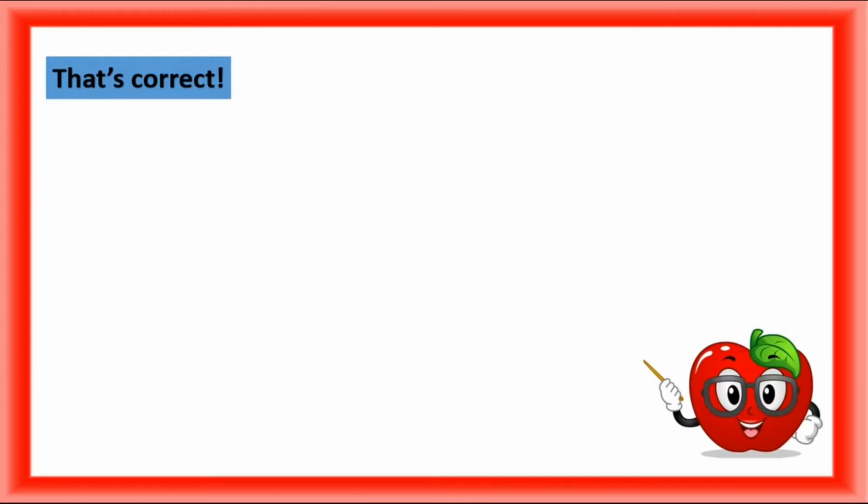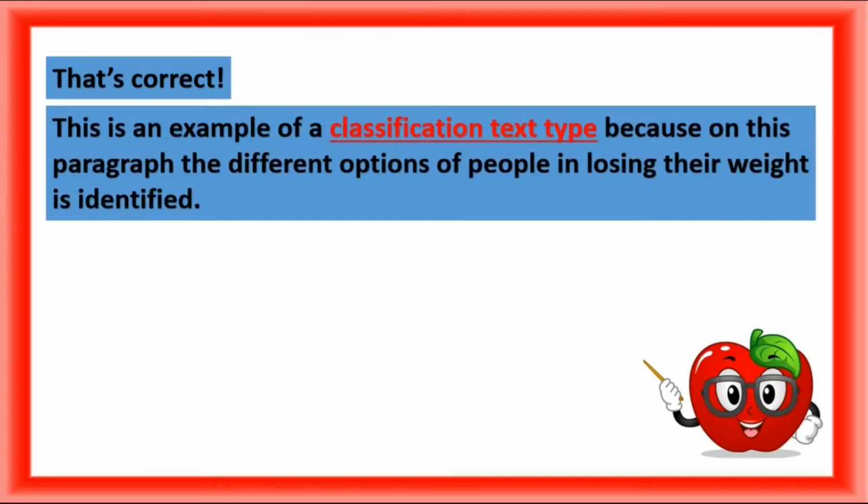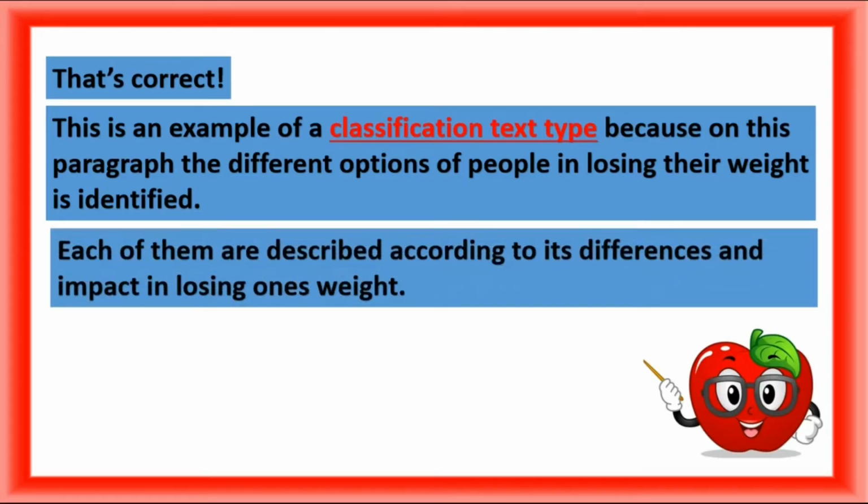That's correct. This is an example of a classification text type because in this paragraph, the different options of people in losing their weight are identified. Each of them is described according to its differences and impact in losing one's weight.